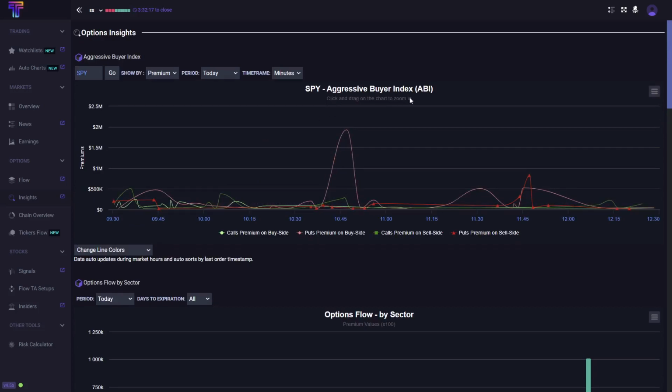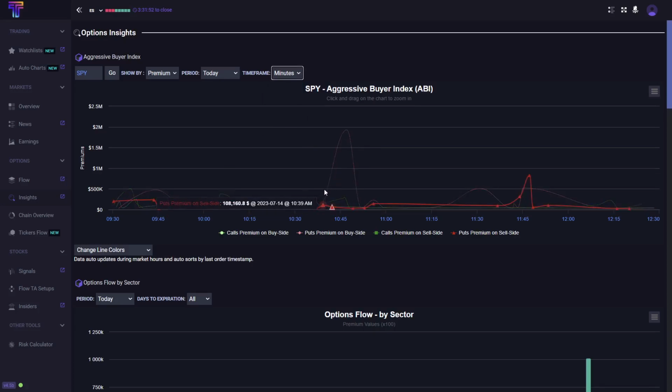The Aggressive Buyer Index shows spikes in premium or regular option contracts getting bought and sold throughout the trading day in a linear format for whatever ticker you select. In this case, we have the S&P 500, and we're going to have premium fills selected. We're going to have the time period set for today, and the time frame, we're going to look at minute by minute on how the option data is coming in the trading day.